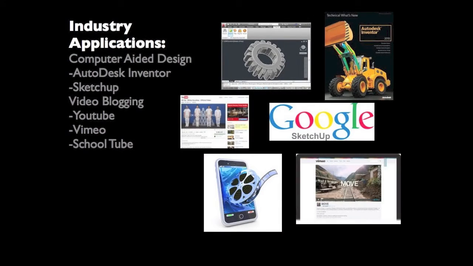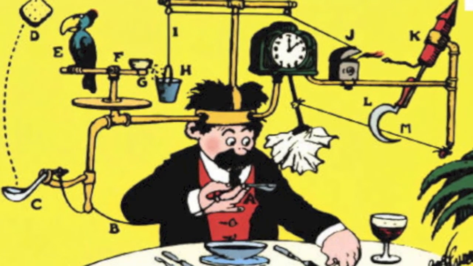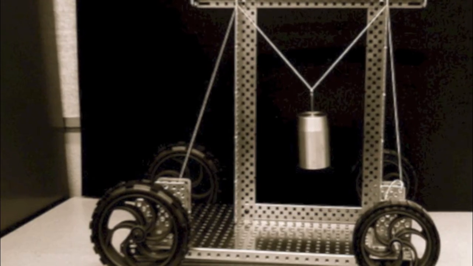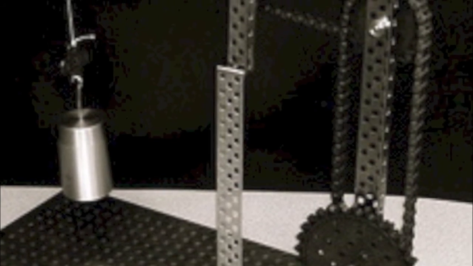Students will be gaining new 21st century and industry skills by using applications like Autodesk Inventor, SketchUp, and video blogging applications to document their experience. At the end of this unit, students will be able to create their own Rube Goldberg machine or compound machine and use ratios and mechanical advantage to inform their design.